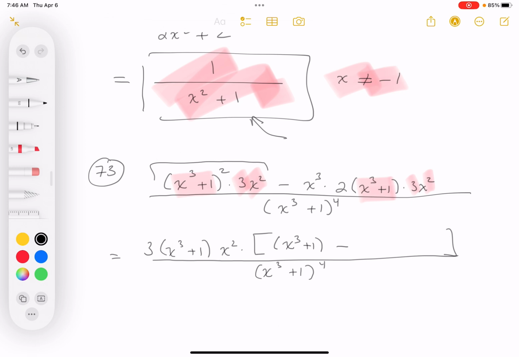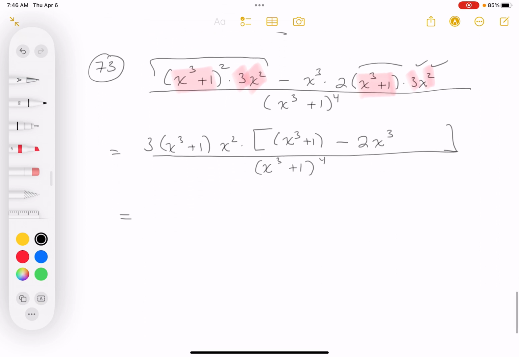Minus, let's look at the next guy. Well, I pulled out a 3, I pulled out an x squared, and I pulled out a factor of x cubed plus 1. What remains? Well, it's going to be minus 2x cubed. All right, I'm going to keep writing it over and over again. As I do it, though, I'm starting to realize that one of these factors will cancel off. It's a conditional cancellation, but it still is a cancellation.